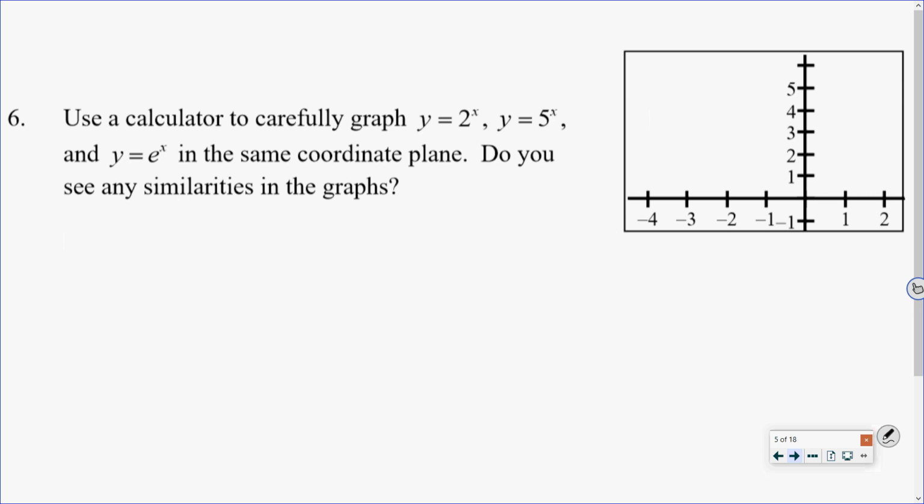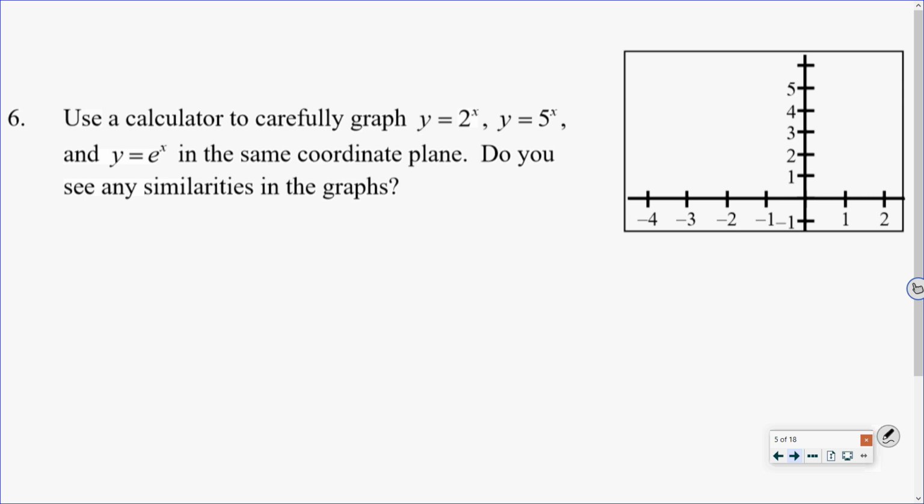All right, really quick, I want you to grab a graphing calculator. If not, grab your phone or a computer. You can go to Desmos. But I want you to graph these 3 functions. Graph y equals 2 to the x, y equals 5 to the x, and y equals e to the x. Graph them in the same coordinate plane. And then I want you to look for similarities. Write down all the similarities you can find. So pause this, go ahead and do that, and then we'll talk about it together.